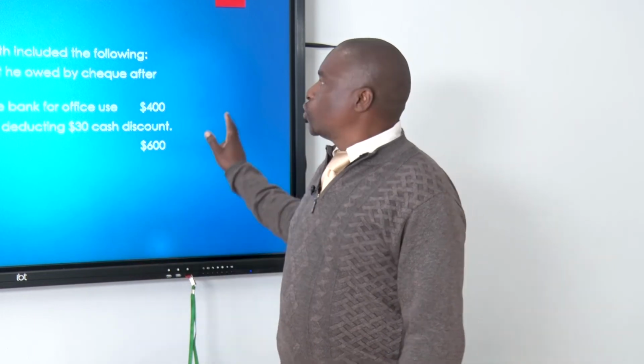We continue. During the month, Moyo had the following transactions. On January 2, he paid the amount he owed by check after deducting cash discount of $50. We see there is a discount there. And then on the 6th day, there was cash withdrawn from the bank for office use. We have already talked about this as contra entry. And then on the 9th, he paid J. Ruth by check after deducting $30 cash discount. And then on day 30, he paid salaries in cash. So these are the transactions.